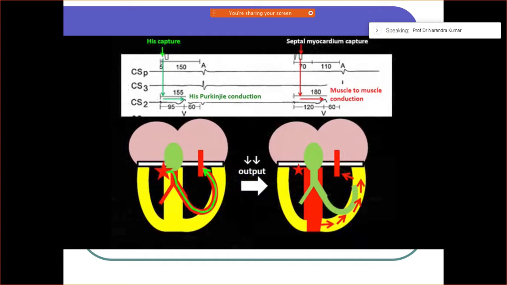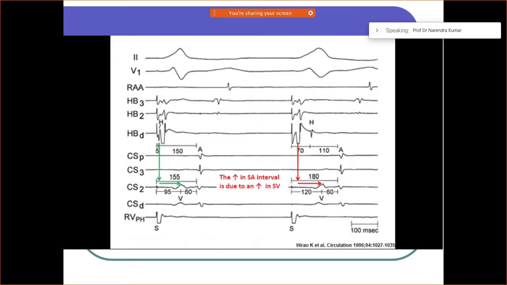And when we look carefully over here, we can note that the decrease in the HA interval from 150 to 110 milliseconds without a change in the atrial activation sequence indicates that the AV node did not participate in the retrograde atrial activation during either the HB-RB capture or even non-capture as well.